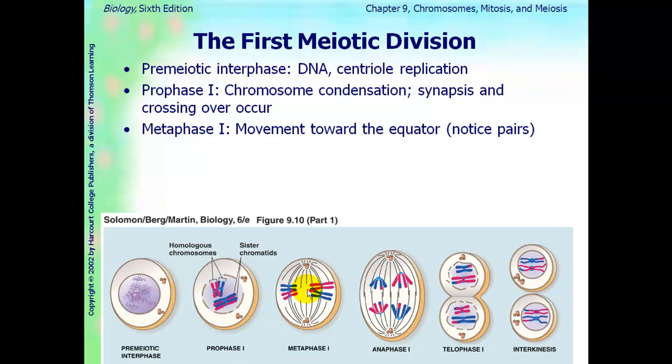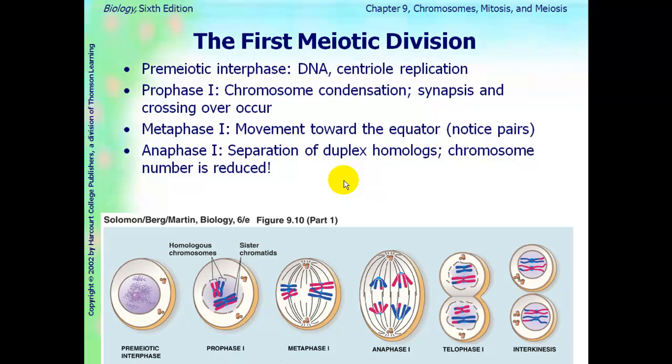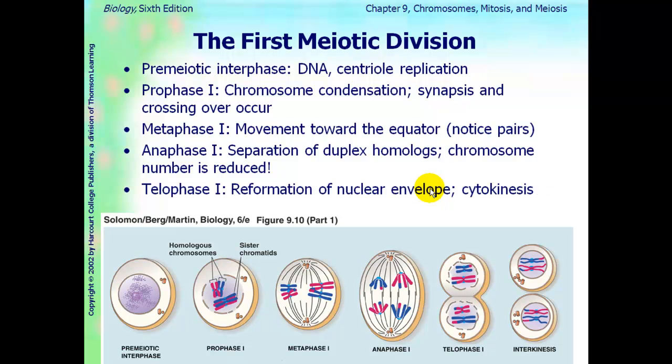In metaphase 1, we're going to line up. Notice they're in pairs here. In anaphase 1, we're going to separate the homologous chromosomes. The chromosome number is reduced at this point. And in telophase 1, we're going to reform the nuclear envelope, and then cytokinesis will occur.